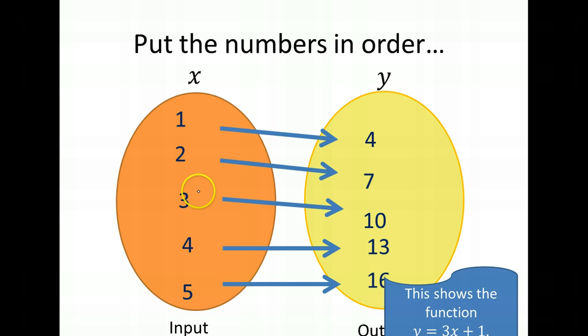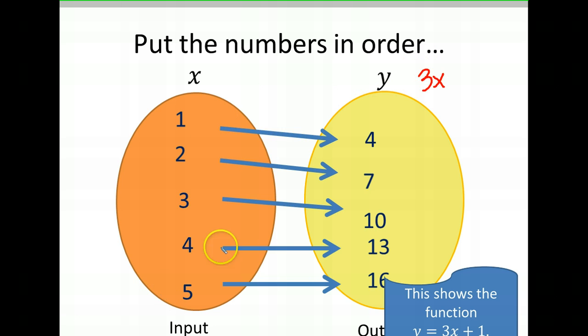Here we can see that in order for me to get the outputs, I have to do 3x, I have to triple the x's and then add 1. That's how I'm going to get y, the outputs. So if we do 3 times 1, we get 3 plus 1, and we get 4 for y.